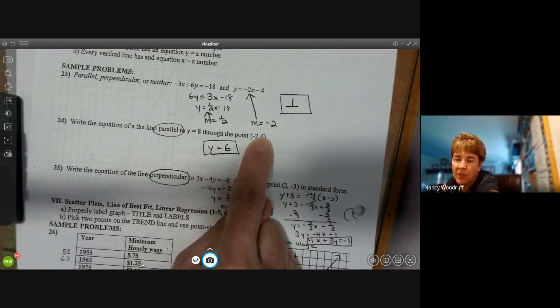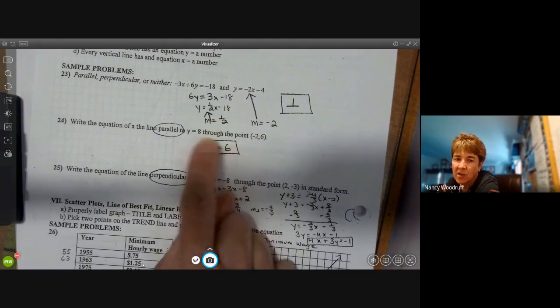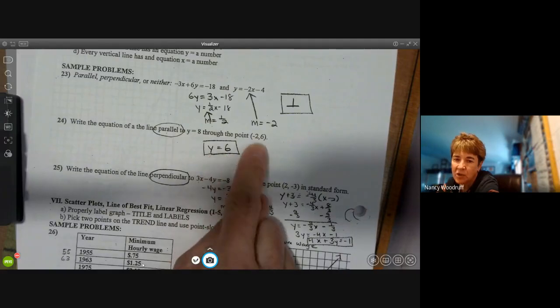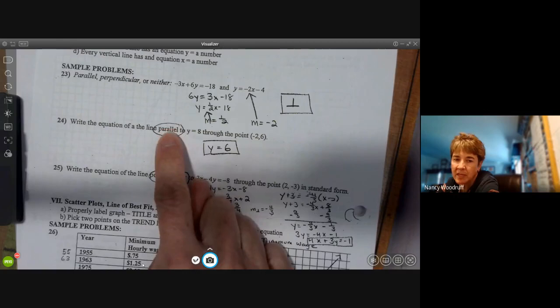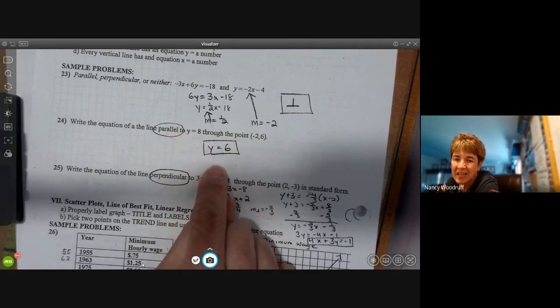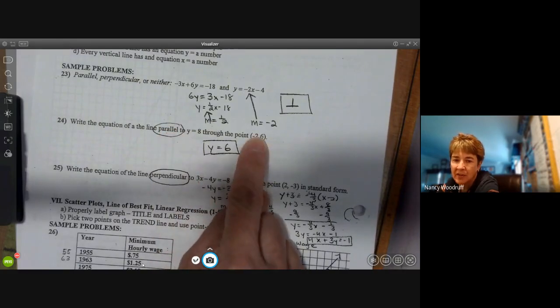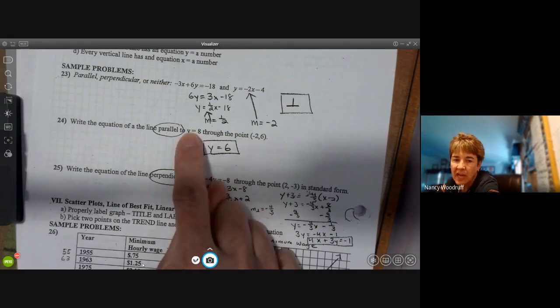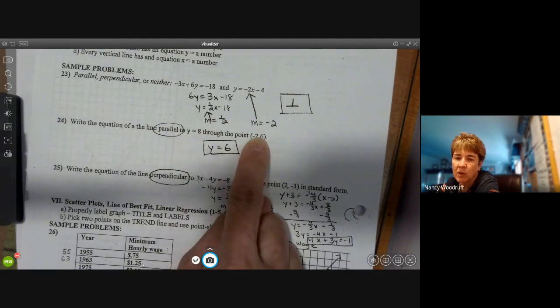is grab the y of the new point. So these two lines would be parallel. They're both horizontal, and this one would touch the point -2, 6. If this had been perpendicular, it would be x equals -2. And the x equals -2 and the y equals 8 would meet in a 90 degree, and the x equals -2 line would go through this point vertically.